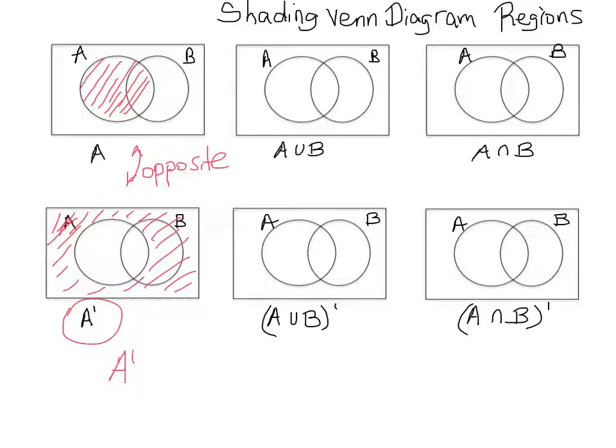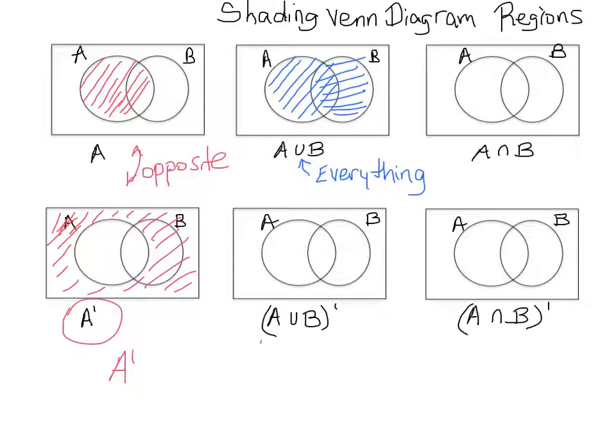So now we're going to move on to the next one, which is A union B. And what that tells us to do is shade everything in both sets. So we're going to shade everything in A as well as everything in B whenever you see union. So all of A gets shaded as well as all of B.